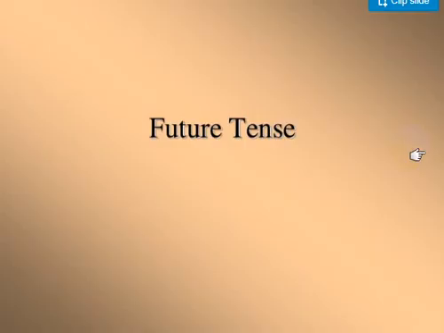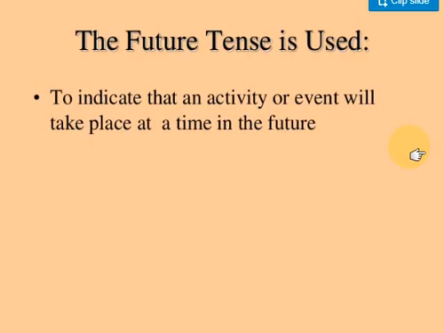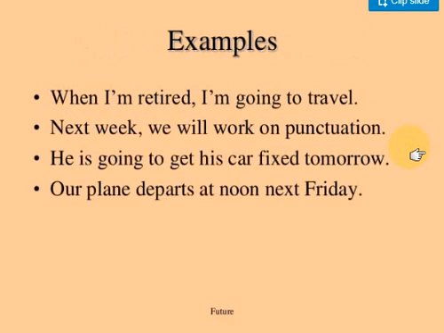And let's move to the future tense. We have a lot of future tenses to talk about today. Let's move to them. The future tense is used to indicate that an activity or event will take place at a time in the future. Sometimes it is predictable, or other times it is something we are sure about. Examples: when I am retired, I am going to travel. This is what I am planning to do, or this is what I plan to do.